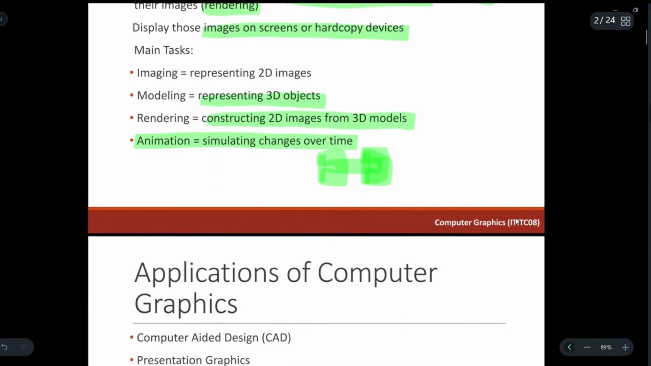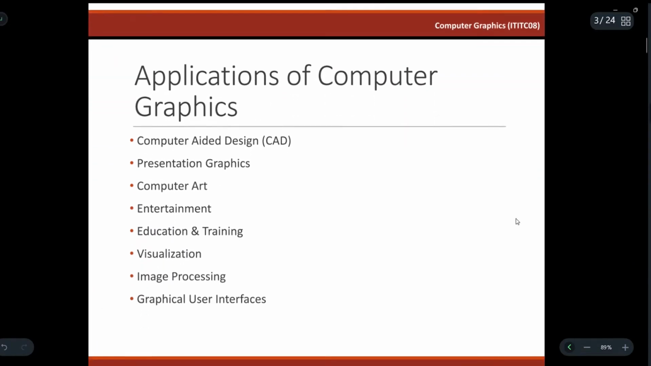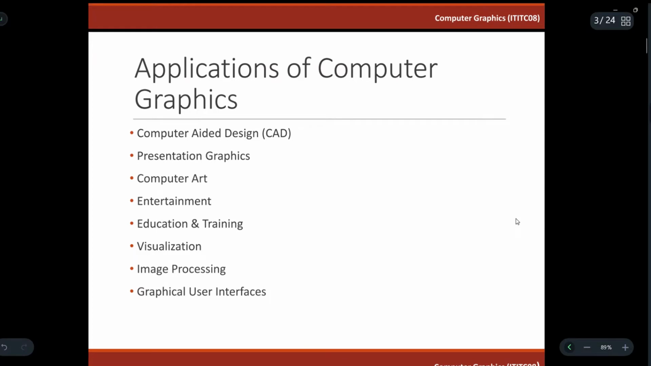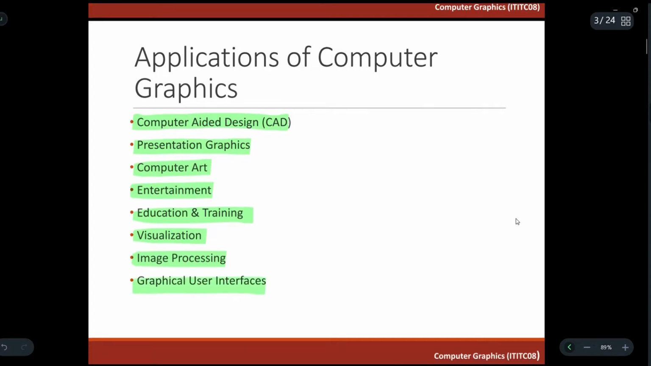Now, secondly, we have applications of computer graphics. There are many applications of computer graphics. It is used in CAD, that is computer aided design, presentation graphics, computer art, entertainment, education and training, visualization, image processing, and GUI, also known as graphical user interface. Now we will be discussing each of these points in detail.